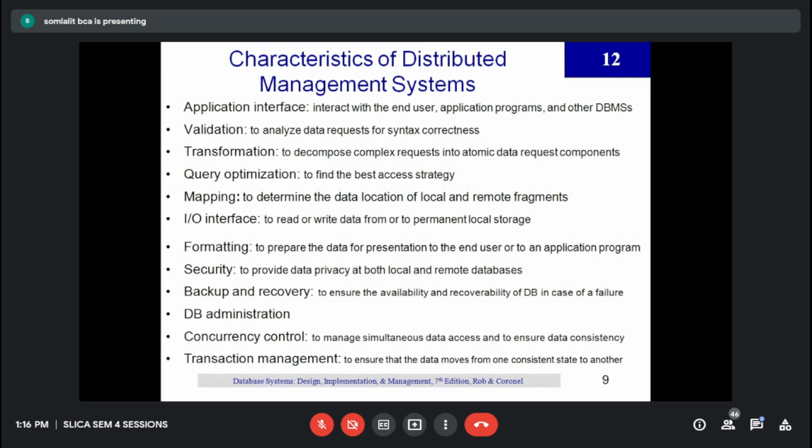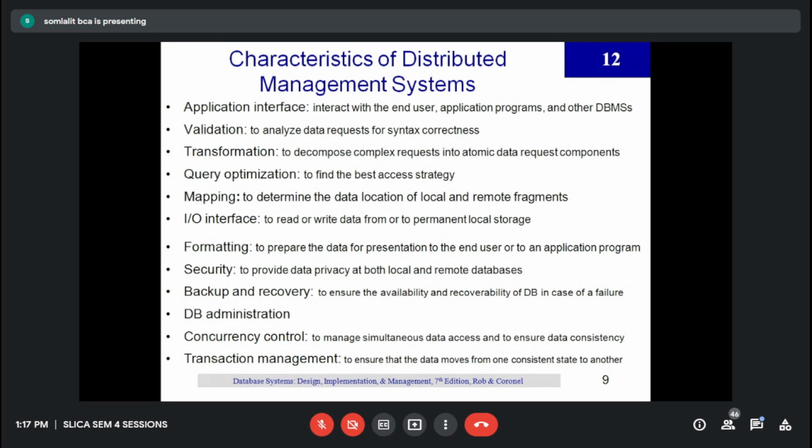When your data is distributed, you need to be more careful. You need to provide better security at that time. Because when your data is distributed, there are high chances of risk.